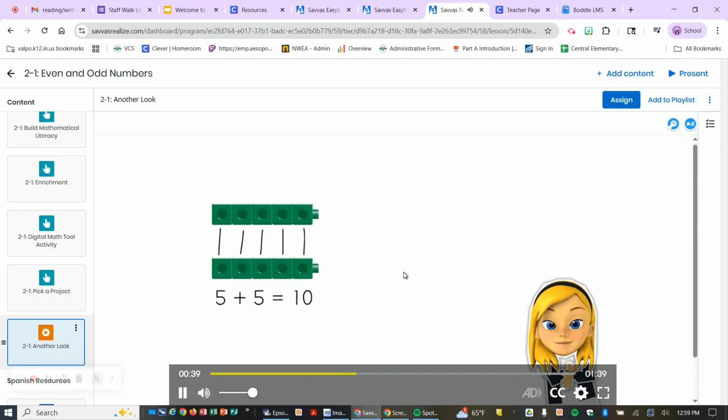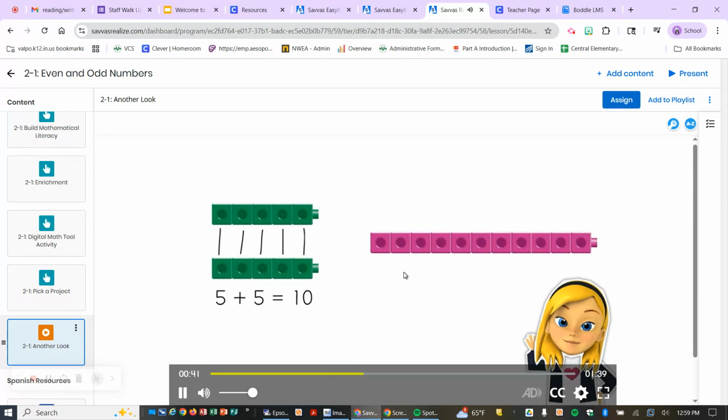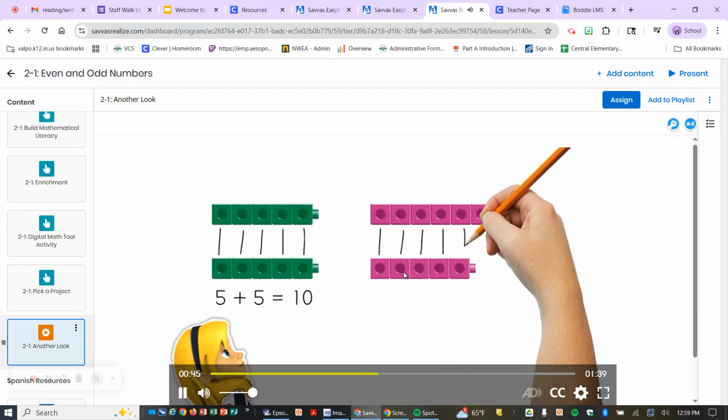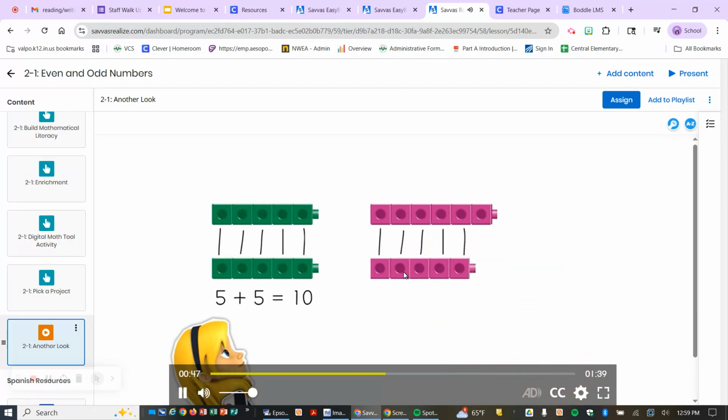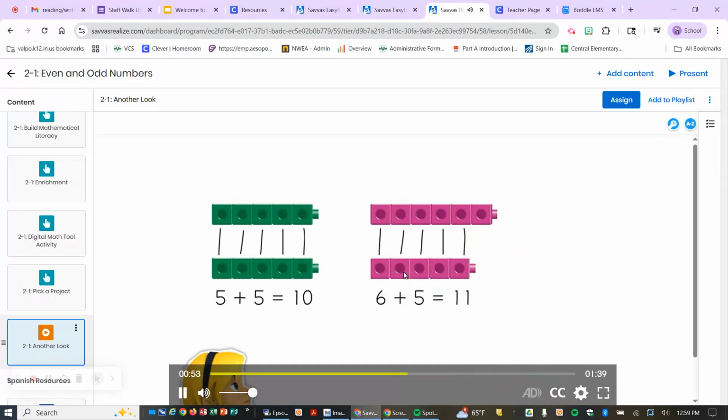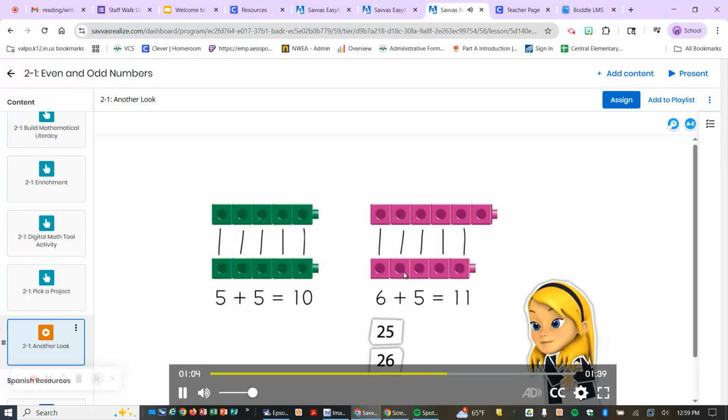Right. Great job. Now what about the number 11? Let's try to split it. Whoa, I can't get 2 equal parts. I get 6 in one part and 5 in the other. Since 6 plus 5 equals 11, 11 cannot be even. So it must be odd then. That is correct. But what if we have a larger number, like 25 or 26? How can we tell if it is even or odd?